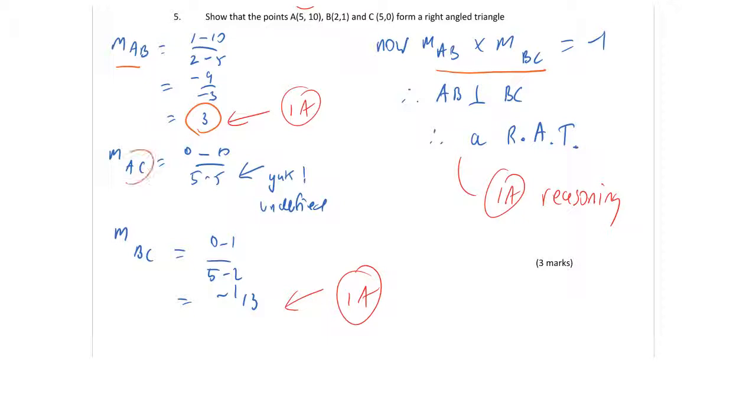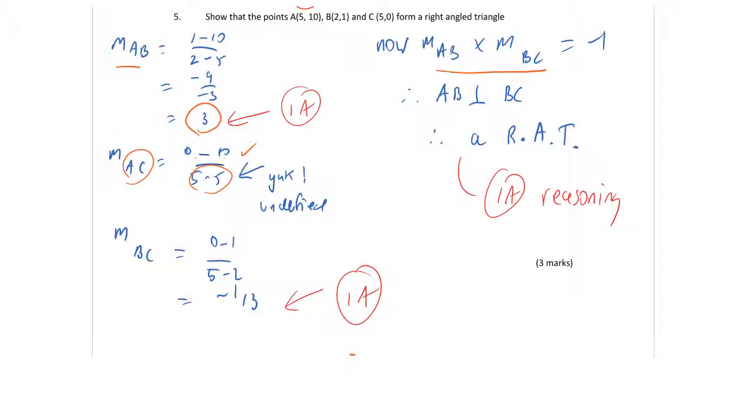The gradient between A and C, well, this represents a bit of a problem, because we've got 0 minus 10, that bit's okay, but on the denominator we've got 5 minus 5. This is undefined because it means you're dividing by 0. Now we can't have that, so we cross our fingers and hope that something else good is going to happen.